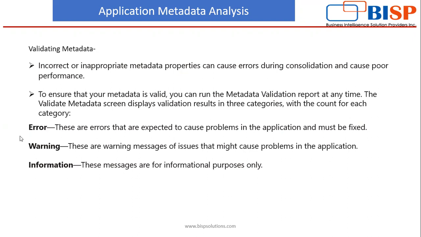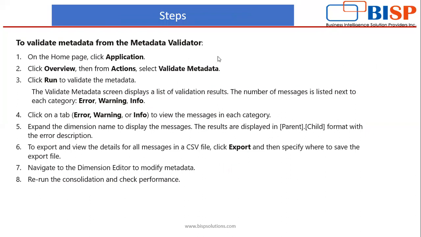Okay, so we'll see practically where we can see these things in the application when we run the validation report for the metadata. Basically, this is the process that we use for validating the metadata in the application. To validate metadata from the metadata validator, on the home page of the application, we will click on application. Then we will click on overview, and from the actions, we will select validate metadata, and then we will run the validate metadata report. Then we will get this error, warning, and information. So we will go to the application and practically see.